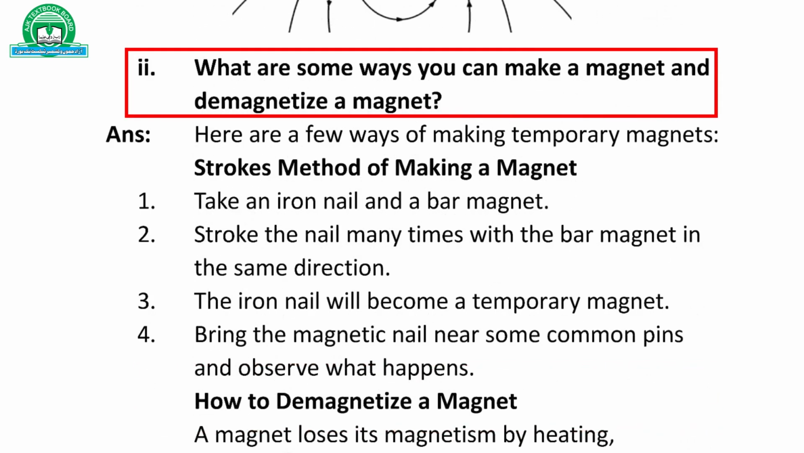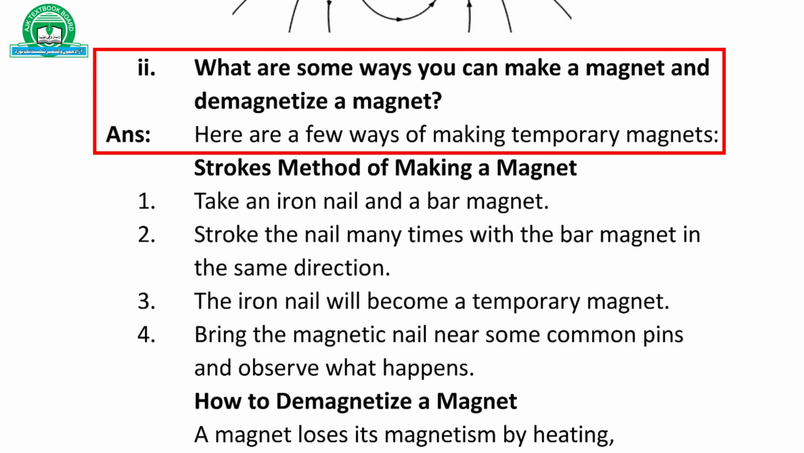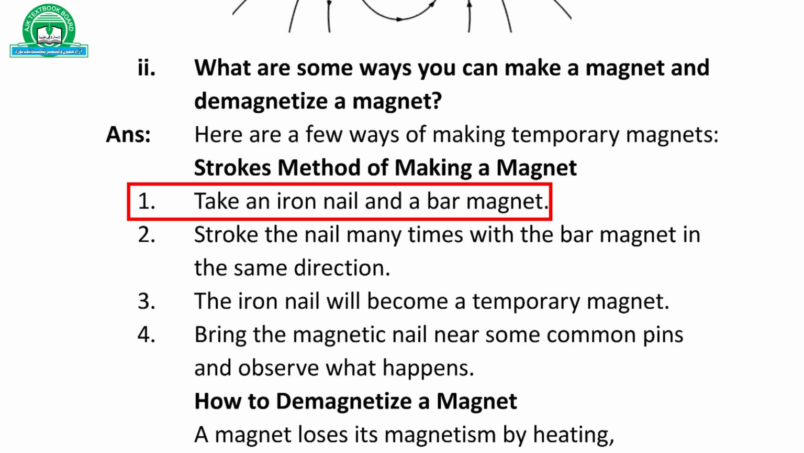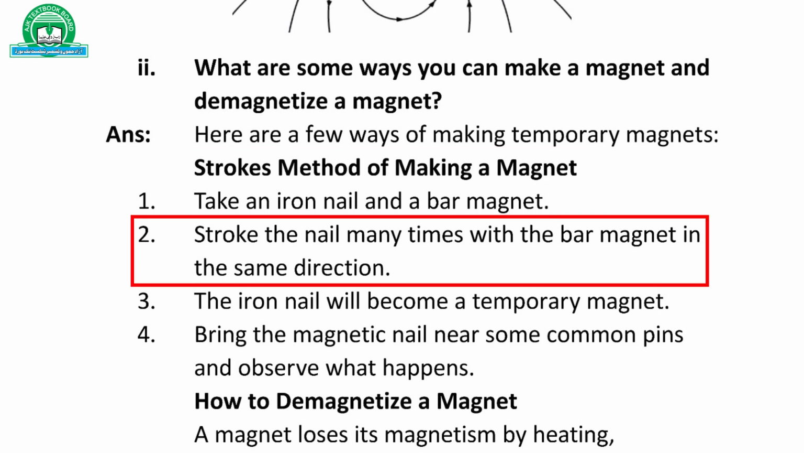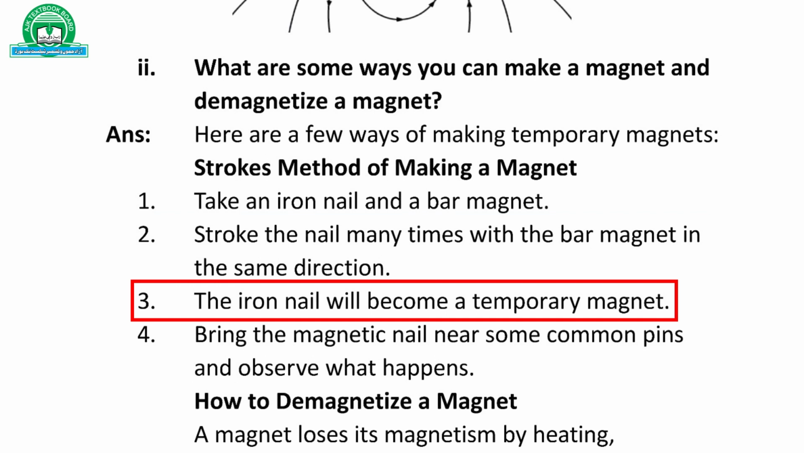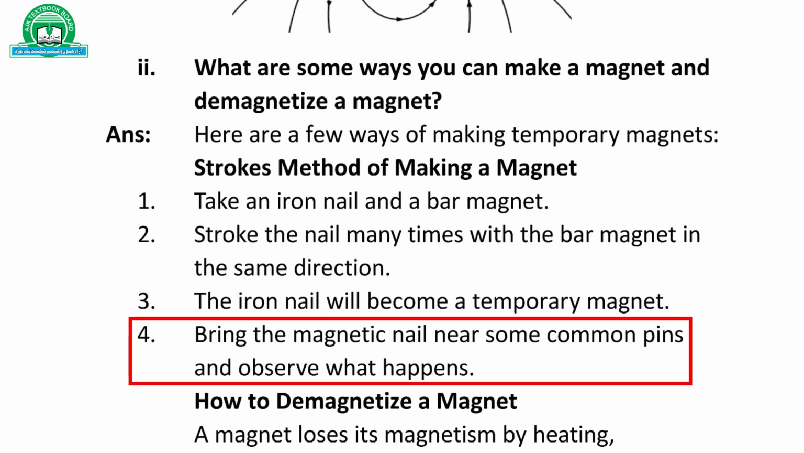What are some ways you can make a magnet and demagnetize a magnet? Here are a few ways of making a temporary magnet. Stroke method of making a magnet. Take an iron nail and a bar magnet. Stroke the nail many times with the bar magnet in the same direction. The iron nail will become a temporary magnet. Bring the magnetized nail near some common pins and observe what happens.